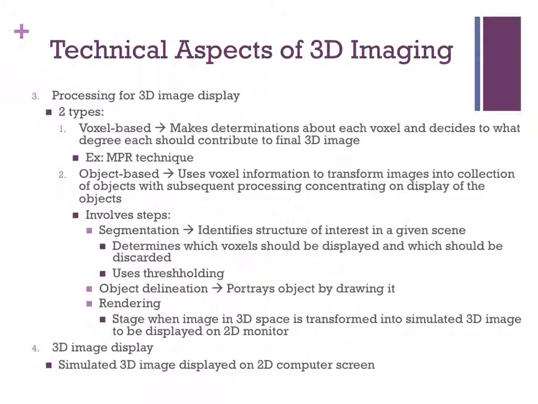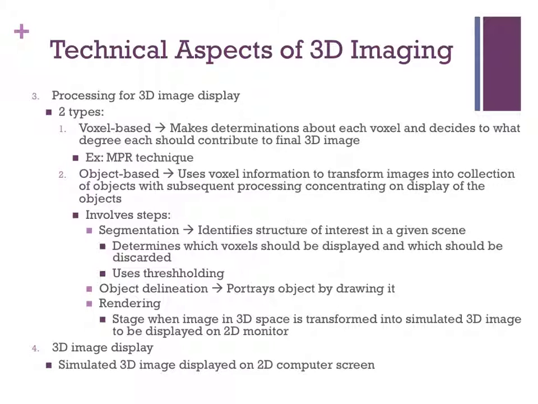Thresholding. This is the method of classifying the types of tissues, such as bone, soft tissue, or fat, represented by each of the voxels. The CT number is used for assigning thresholds to tissues. Object delineation. This portrays an object by drawing it. It involves boundary and volume extraction and detection methods.